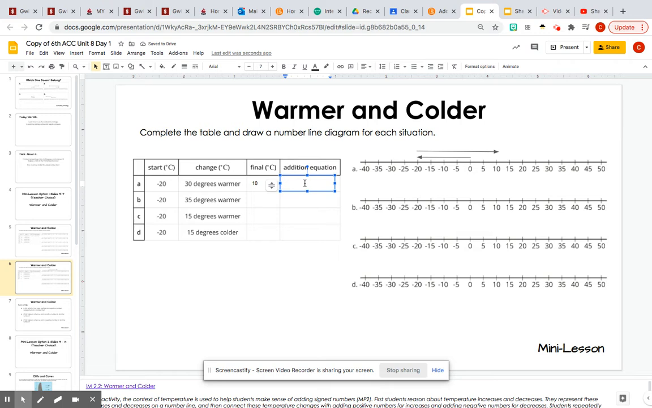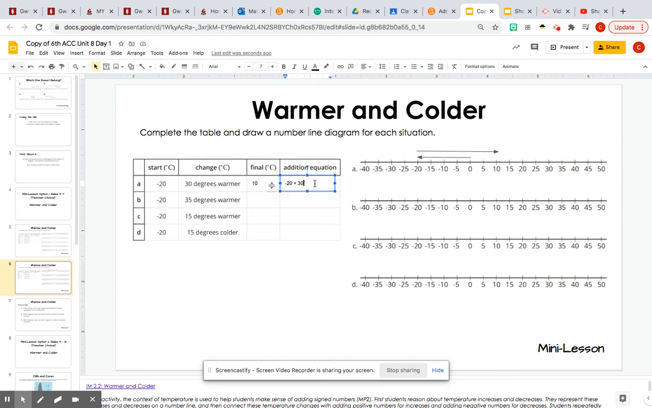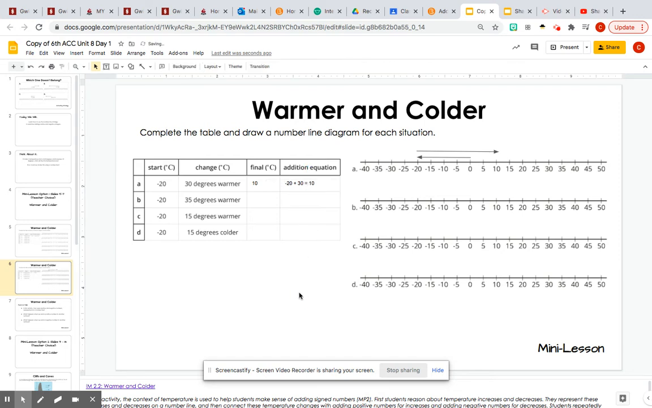So we can write this as an addition equation. We started at negative 20, and we added to that 30 degrees. I'm trying to see how this formats. So we started at negative 20 degrees and we added to that 30 degrees, and our final answer is 10 degrees. Okay, so let's do another one.